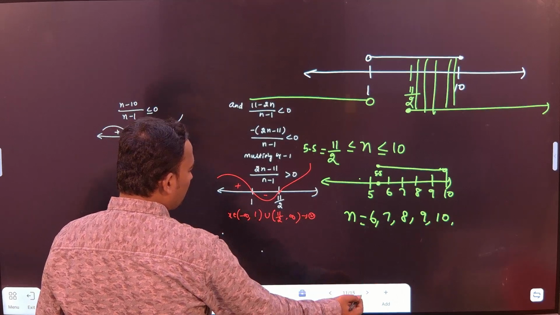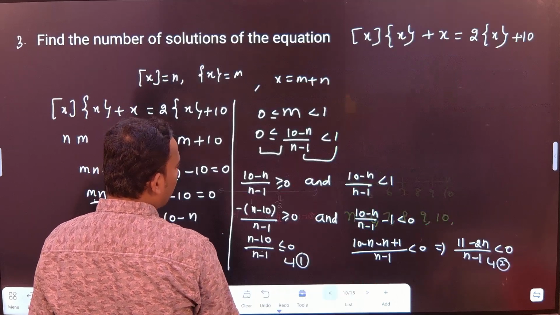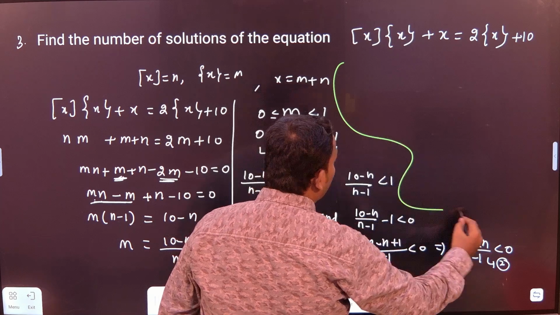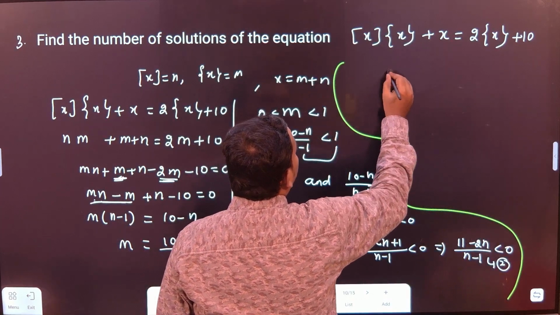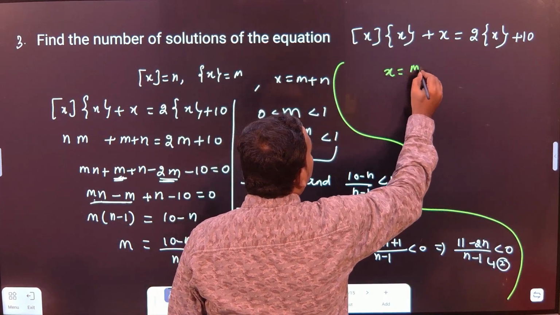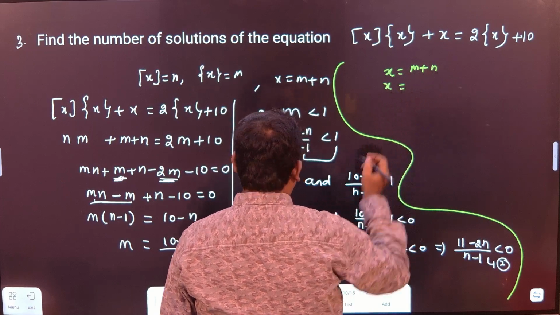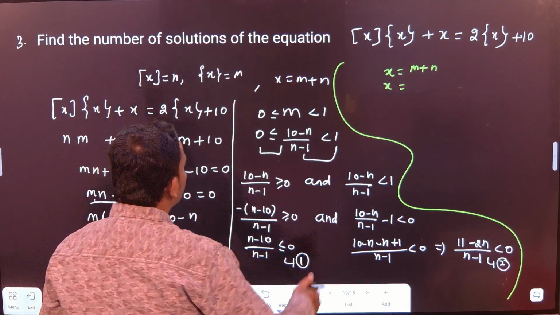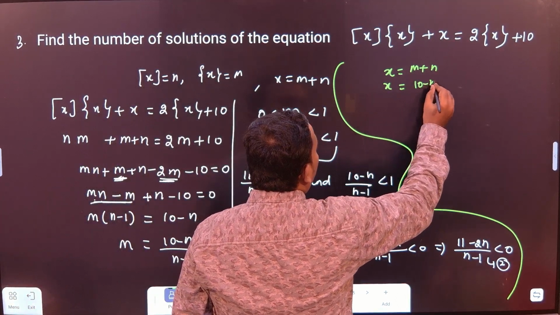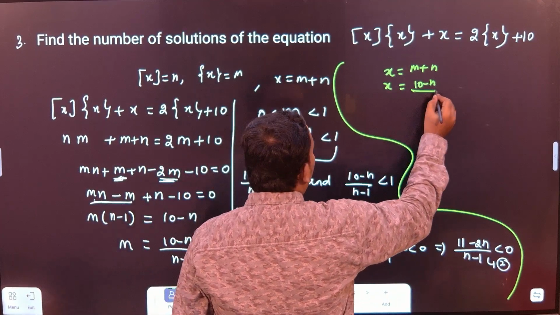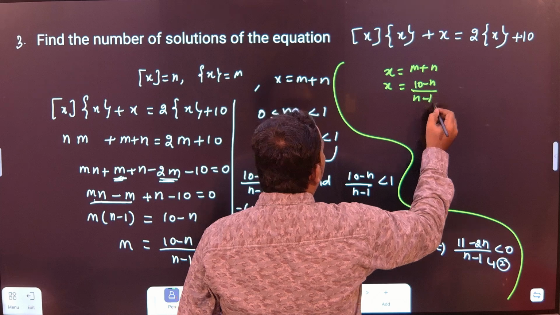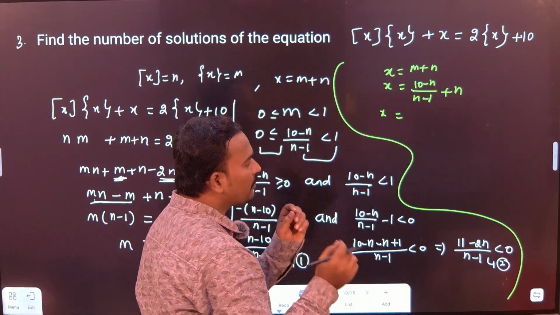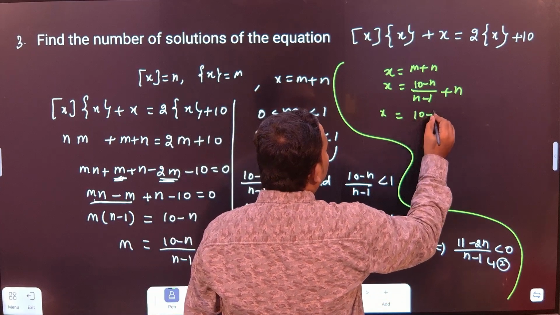Let me start with the equations here. We need the x values, right? I will solve here. So x is what? m plus n, right? What is m here? You can see we got m here is 10 minus n divided by n minus 1, plus n. So x is equal to, you can write in terms of n, 10 minus n.